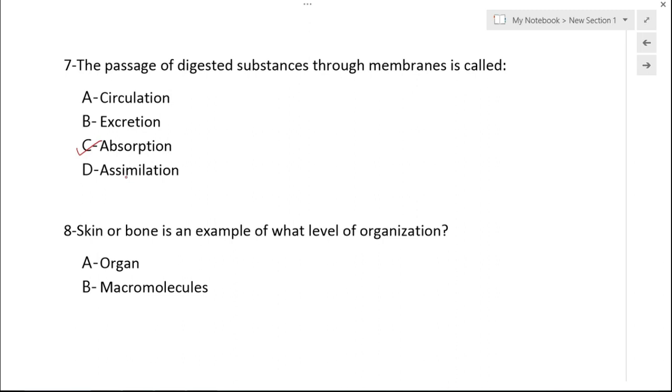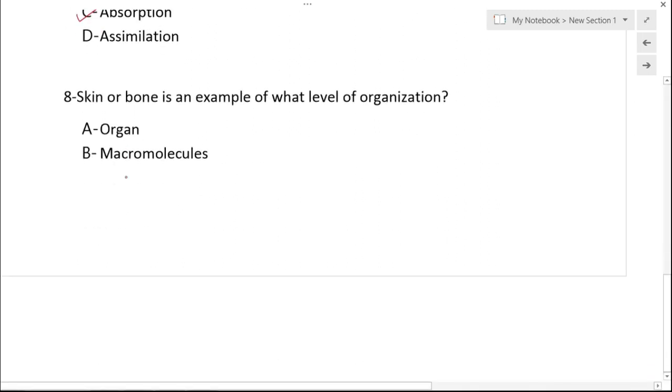Here the question is, the passage of digested substances through the membrane is called, option C, absorption. Next question, question number 8. Skin or bone is an example for what level of organization?